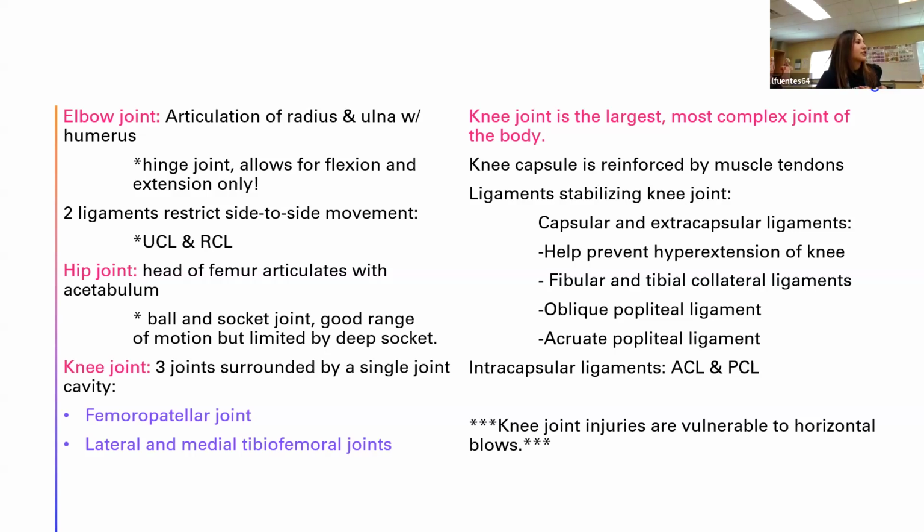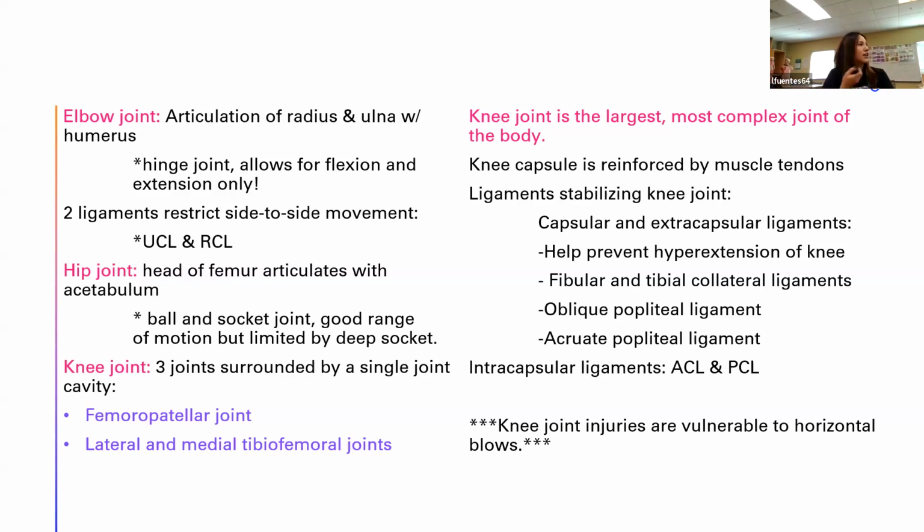And then knee joint injuries are vulnerable to horizontal blows. So the example in the book is a hockey puck coming in and hitting the knee horizontally. Your knee will probably give out and you'll fall. And then one of those ligaments will probably be ruptured.